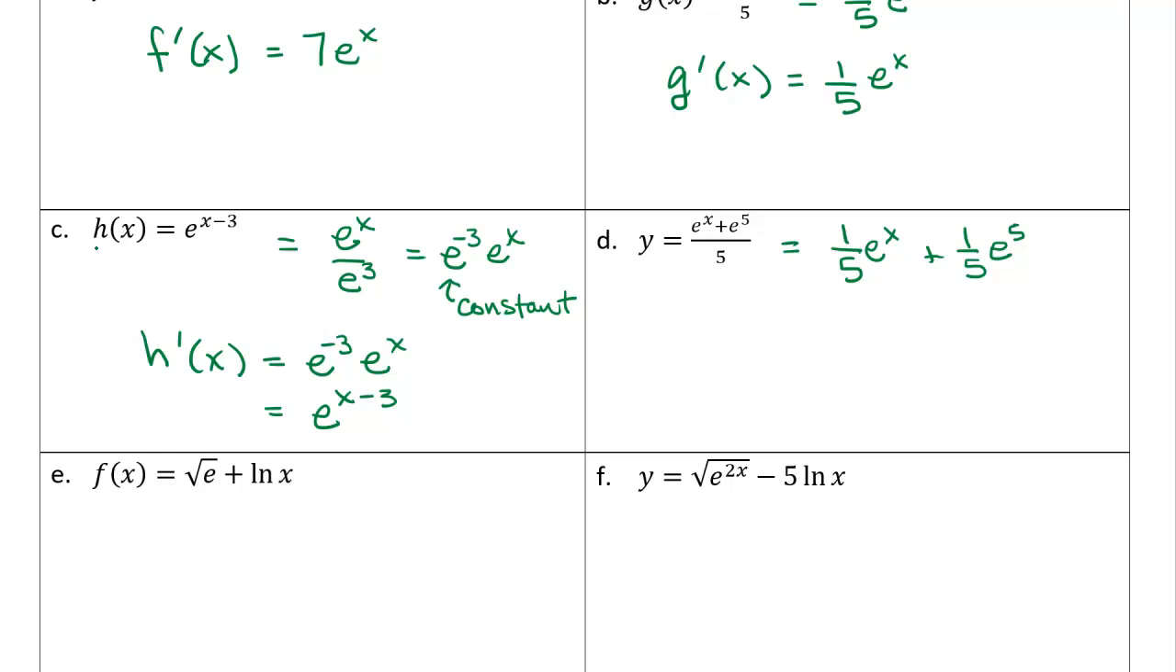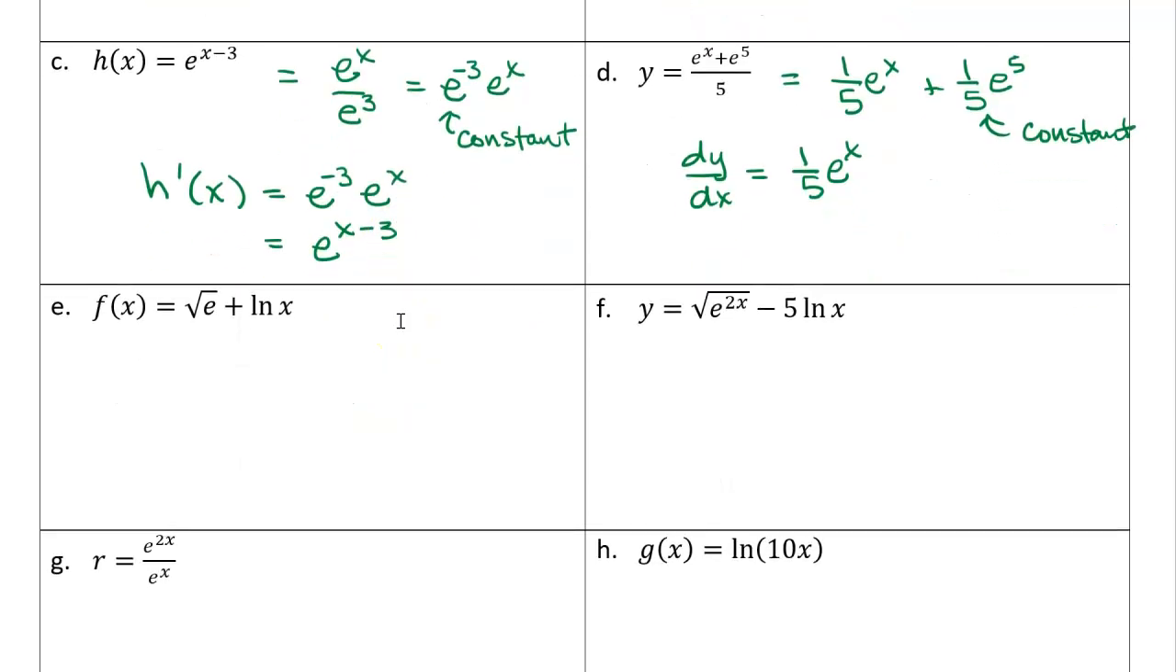All right, so now we're ready to take the derivative. The derivative, I'll write it, dy over dx is equal to 1/5 e to the x, and this term here doesn't have a variable in it, so it's just a constant. This whole thing is a constant. You take the derivative of a constant, and it's 0. So I'm not even going to write it down. All right, let's look at this next one.